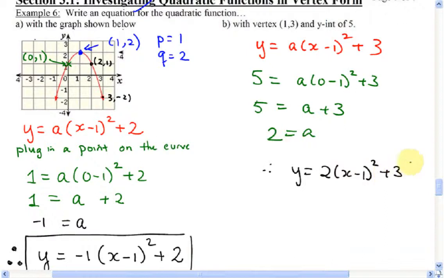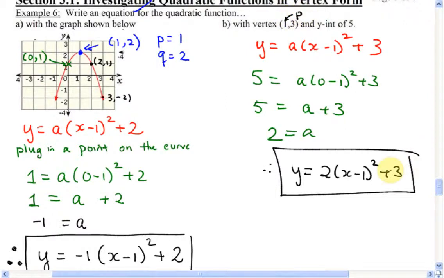Ladies and gentlemen, give yourself a pat on the back if that's what you got as your answer. Wait, why is it minus? Why is it a minus? Because the p value is 1, and the general format is x minus p. Right, never mind.